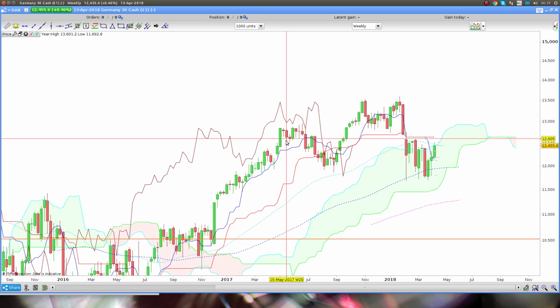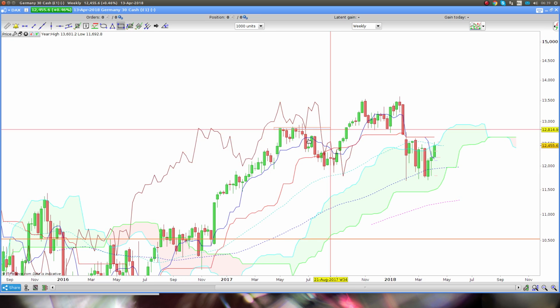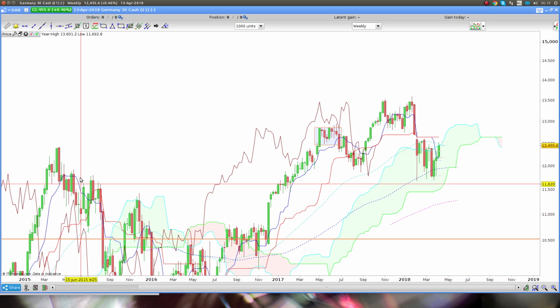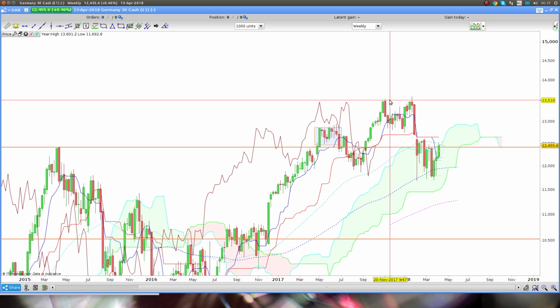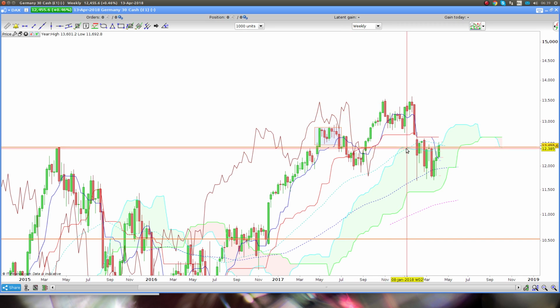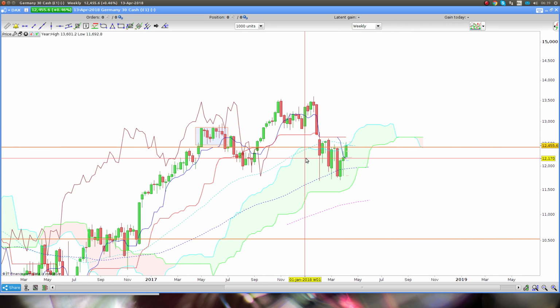Then it consolidates over there, and there's the level that's consolidating on top of it. So there's the level, broken. It's trying to come back below the level. It manages over here, and then it goes to the upside. So have a look at what is happening with the DAX now.